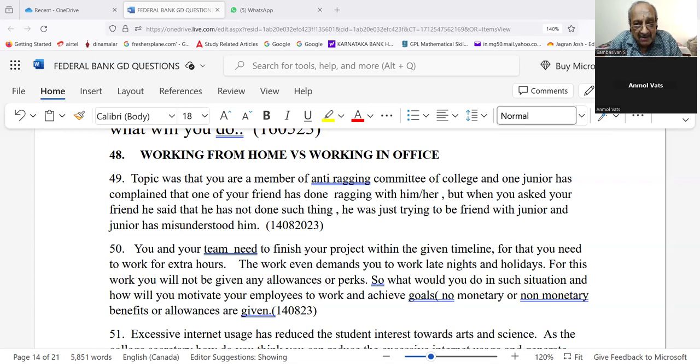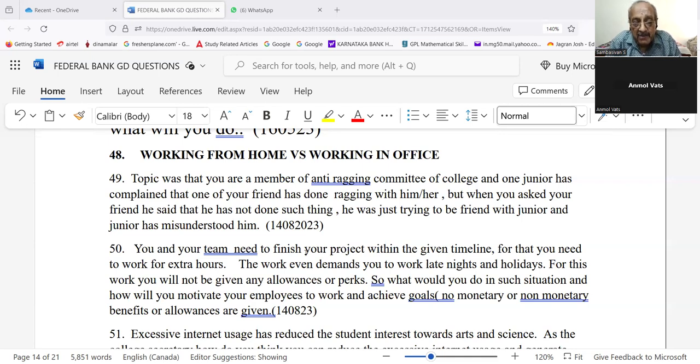They will give you the question on the Fed Recruit app. They will display the question for 2-3 minutes, after which they will remove the question. So you should note down the points beforehand and be ready to participate in GD.